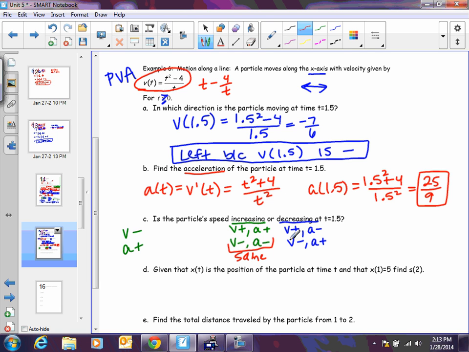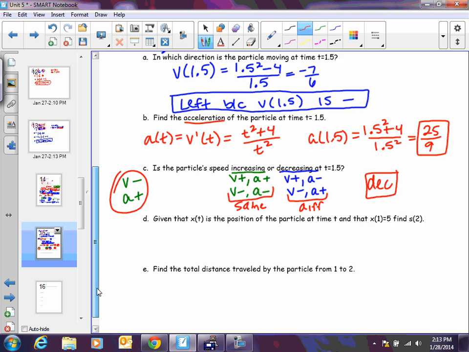When velocity and acceleration have a different sign, your speed's decreasing. And it's not exactly like this, but if it helps you remember it, they're kind of working against each other. Your direction and your amount of acceleration are working against each other. So, what's our answer? Decreasing. D1.5 is less than 0. Yep, because we have a velocity that's negative and an acceleration that's positive, which is what was happening, we said.